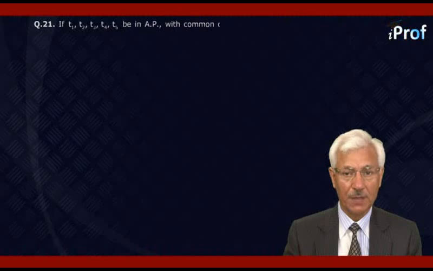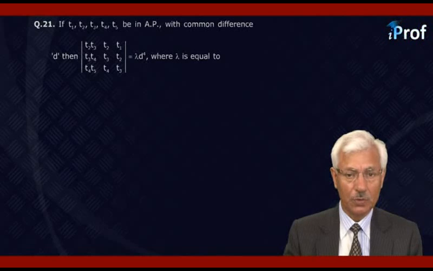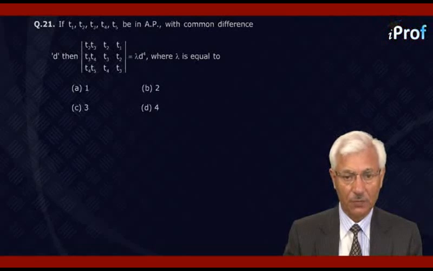If T1, T2, T3, T4, T5 are in AP with common difference D, then the value of the determinant with T2, T3, T4 in the first column, T3, T4, T5 in the second column... T1, T2, T3 in the third column is equal to lambda times D raised to power 4, where lambda is equal to 1, 2, 3 or 4. These are the 4 options.